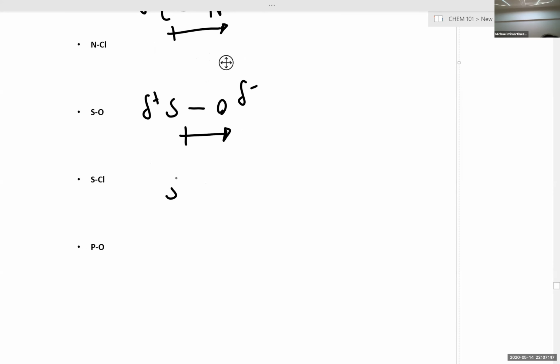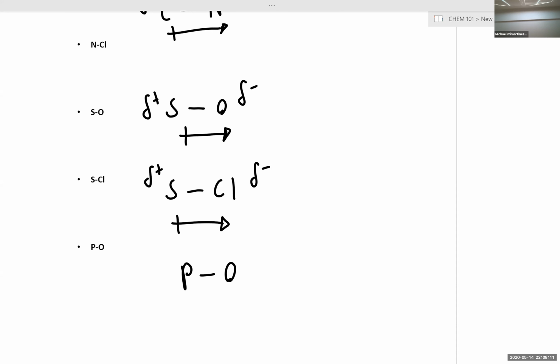Okay, let's look at a sulfur-chlorine bond. Which element is more electronegative, sulfur or chlorine? Chlorine, yep. So we draw our delta minus, delta plus. We draw our dipole arrow towards chlorine. Finally, looking at a phosphorus-oxygen bond, which element is more electronegative, phosphorus or oxygen? Oxygen. So we draw our delta minus, delta plus, we draw our dipole arrow towards oxygen.